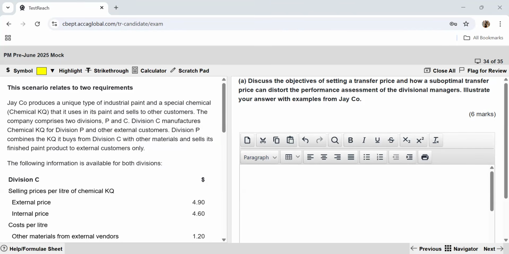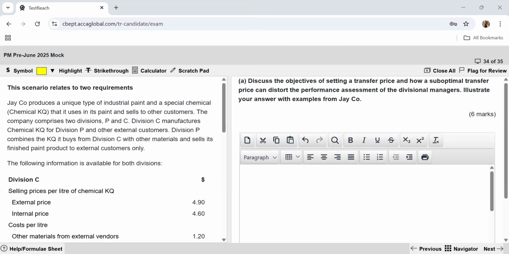So only the first requirement is visible to us in the first go. So here I can see that for 6 marks, I'm supposed to discuss the objectives of setting a transfer price and how a suboptimal transfer price can distort the performance assessment of the divisional manager. I have to also illustrate my answer with examples from J Company.